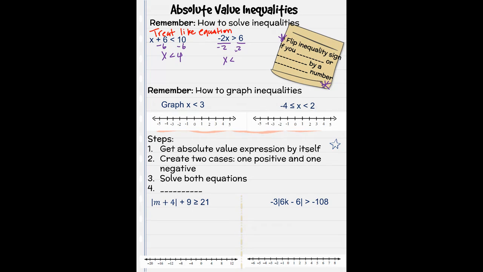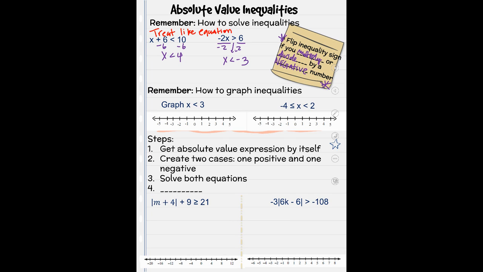So we're flipping our inequality sign if we multiply or divide by a negative number. Only when we're multiplying or dividing by a negative number do we flip. If we're multiplying or dividing by a positive number, we do not flip our inequality sign. So back to our example, you see how I have flipped my sign because I'm dividing by a negative. So x is less than negative 3.